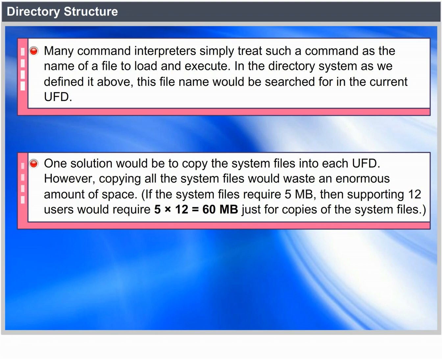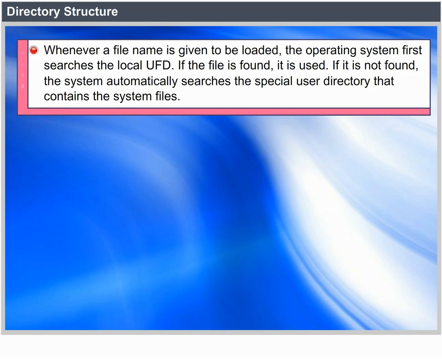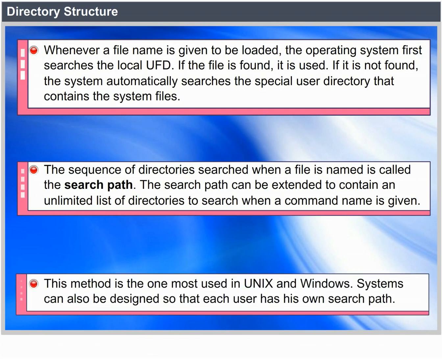The standard solution is to complicate the search procedure slightly. A special user directory is defined to contain the system files, for example, user 0. Whenever a file name is given to be loaded, the operating system first searches the local UFD. If the file is found, it is used. If it is not found, the system automatically searches the special user directory that contains the system files. The sequence of directories searched when a file is named is called the search path. The search path can be extended to contain an unlimited list of directories to search when a command name is given. This method is the one most used in Unix and Windows. Systems can also be designed so that each user has his own search path.